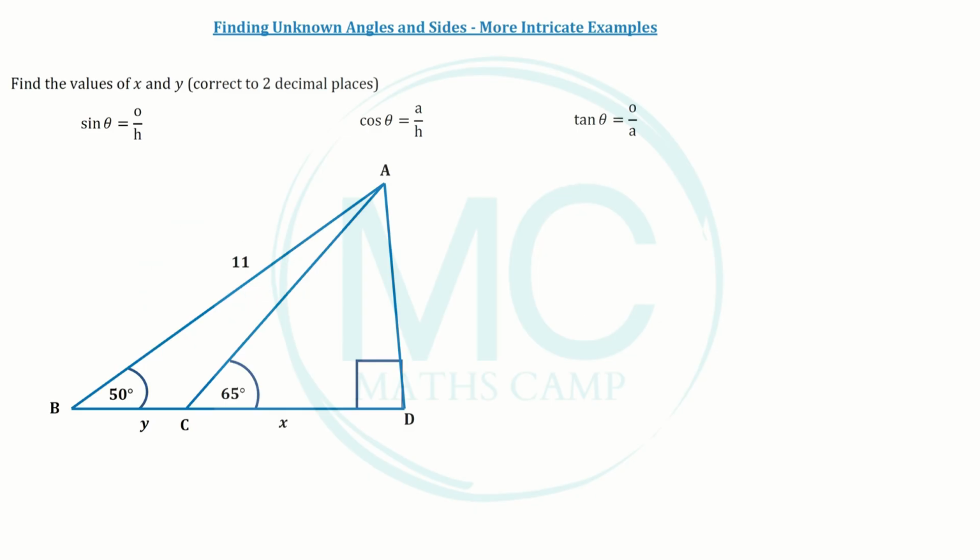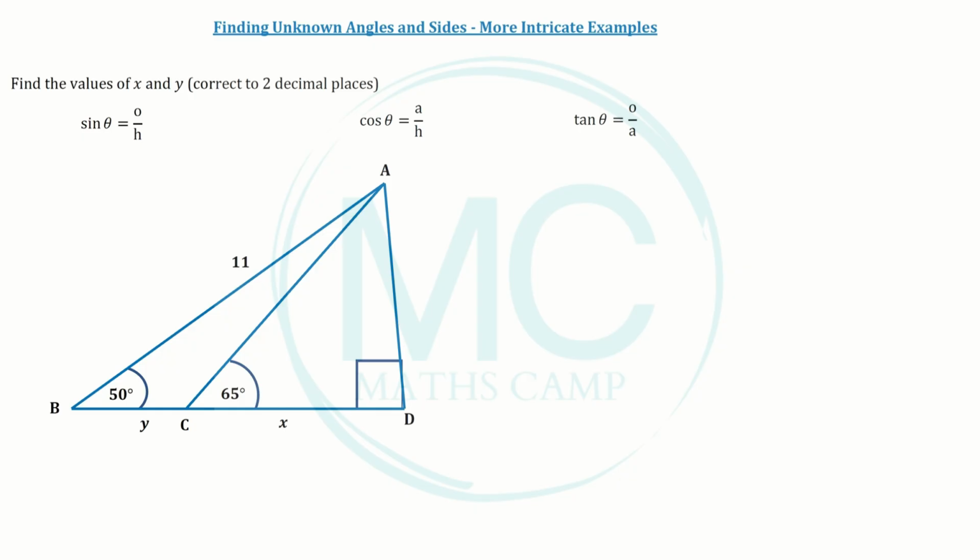Let's look at another example. Here we have two smaller triangles inside a larger one. And again, we have to solve for x and for y. Now, x lies in triangle ACD, but we don't have the length of any sides, so we can't solve for x just yet. If we look at y, it lies on triangle ABC, but without a 90-degree angle, we cannot use trigonometry or Pythagoras to solve for y.